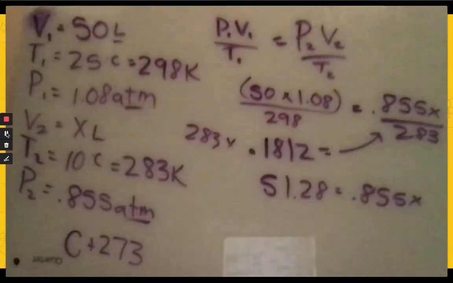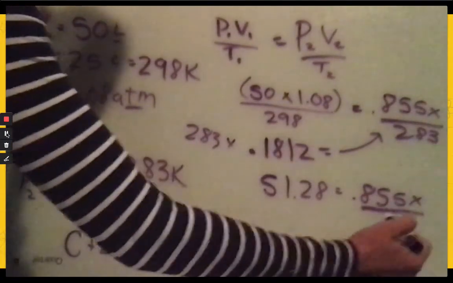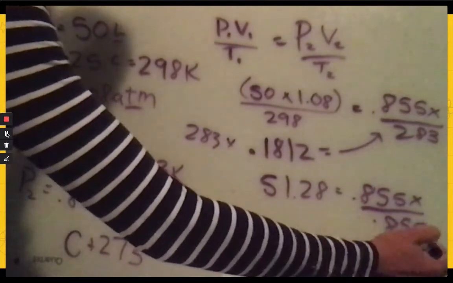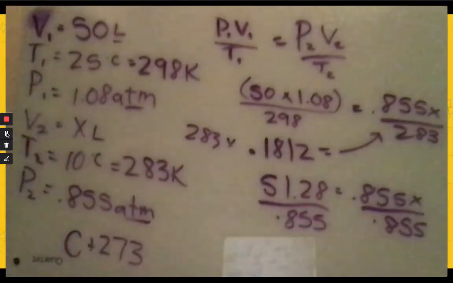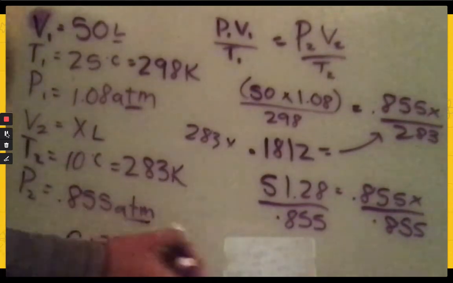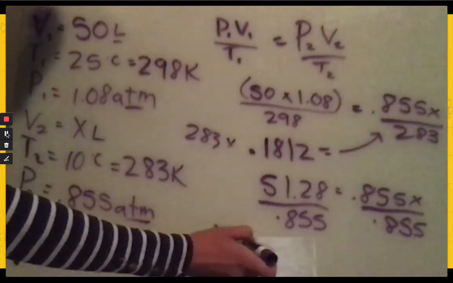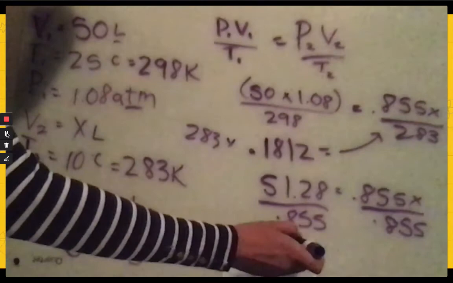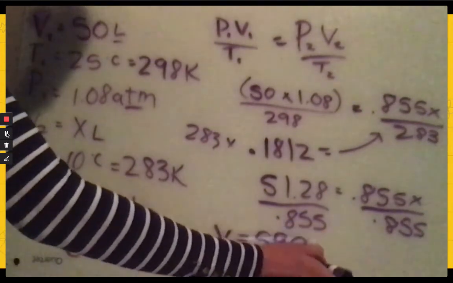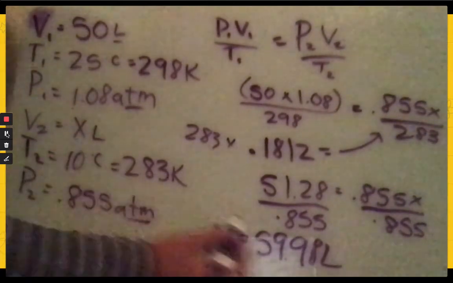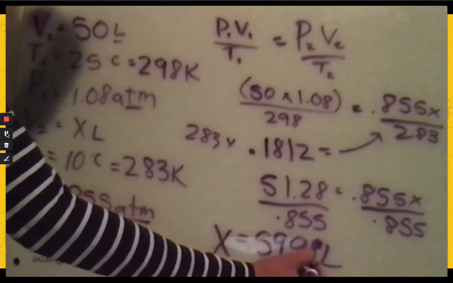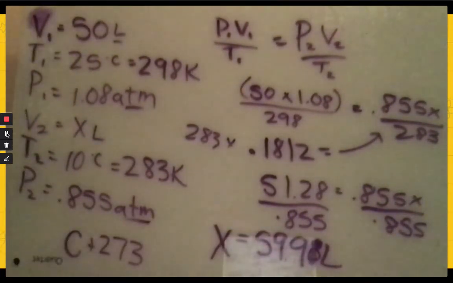0.855x. Since we're multiplying here, to get rid of it, we're going to divide. So divide by 0.855 on both sides to give us our final answer of x equals 59.98 liters. That's an 8. 59.98 liters is our answer.